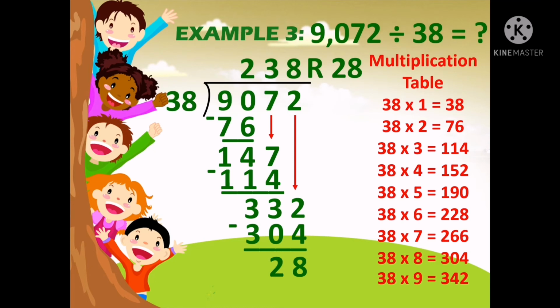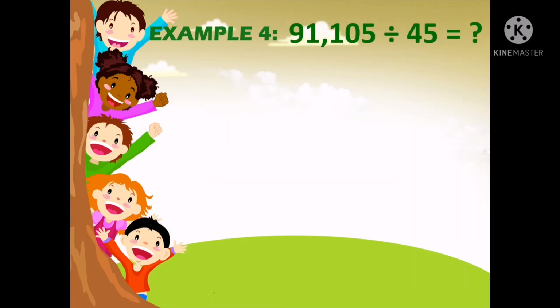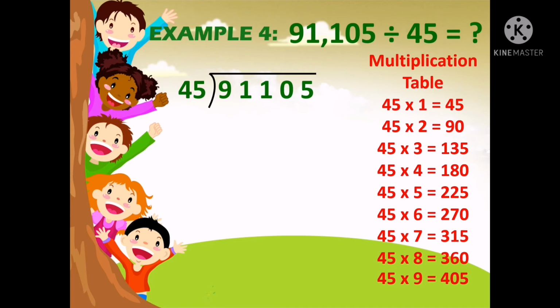Now let me proceed to the last example. 91,105 divided by 45. So we divide that using the long division method. Our divisor here is 45. Our dividend is 91,105. So obviously you need to know the different multiples of 45, or you can just make use of trial and error in order to solve this. So let me show you the different multiples of 45, or you can just write down the multiplication table of 45. You can also write right away the different multiples by just keeping on adding. So if you try to notice, we begin with 45 plus another 45, 90 plus another 45, 135 plus another 45, 180, and so on.